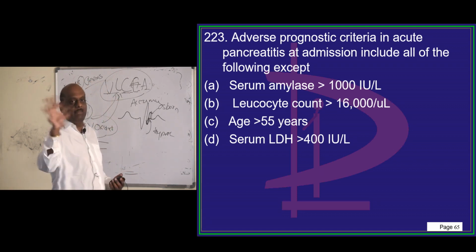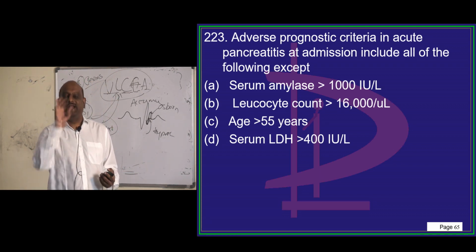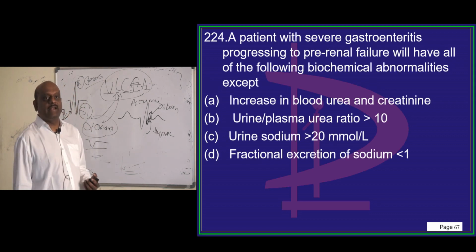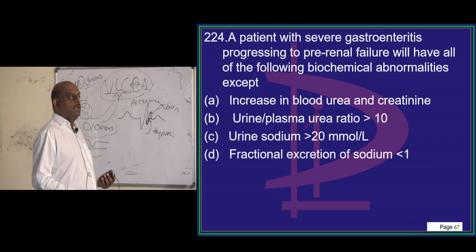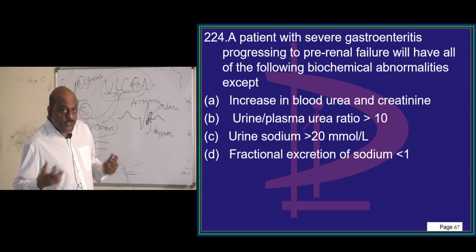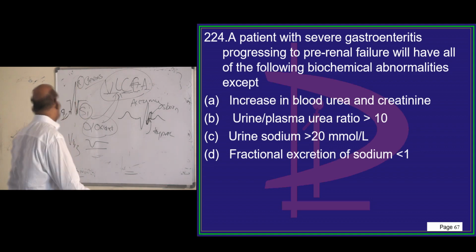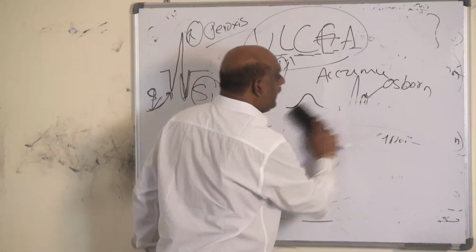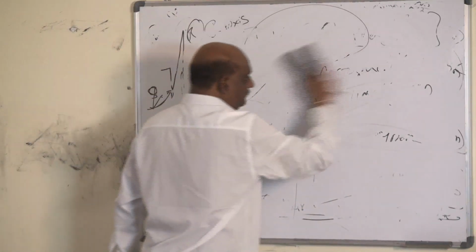In Ranson's criteria, amylase is not included. That is the point you should know. A patient has severe gastroenteritis with pre-renal failure. If the pre-renal failure is there, are the tubules functioning? So what is pre-renal failure?